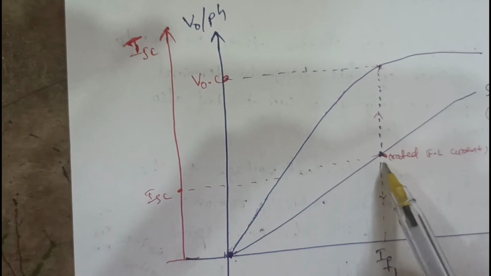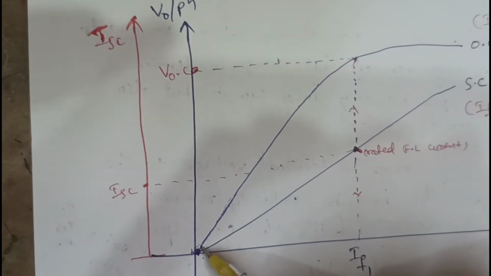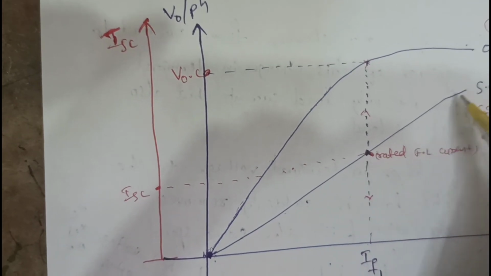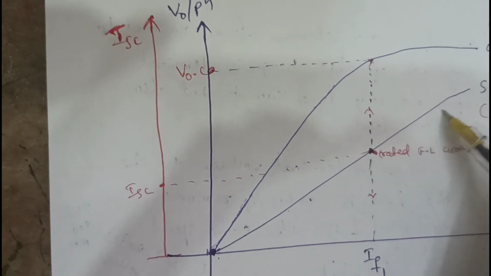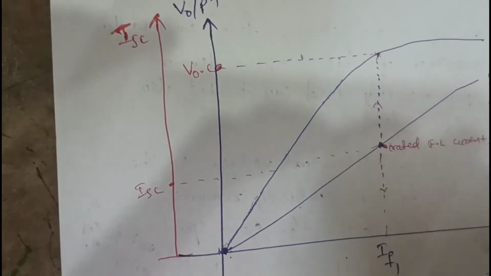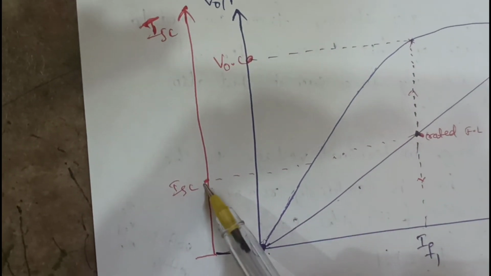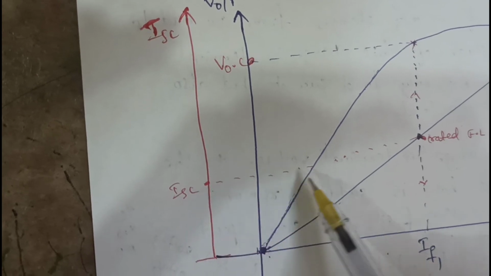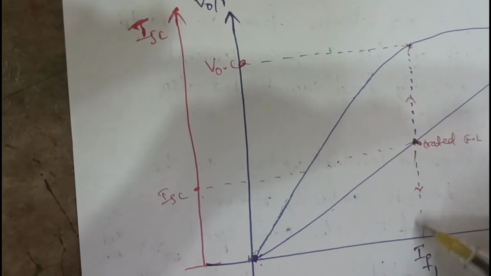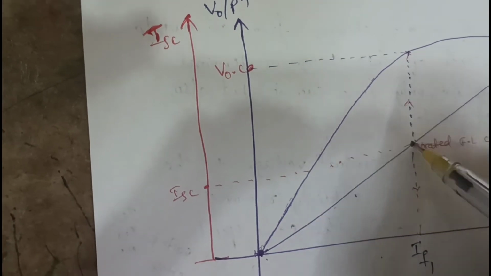Then you get some field current. So this is the short circuit test graph, a straight line. And this is the OC test graph. Finally, the short circuit current is applied and you get some field current, for example some 1.5 amps. At 1.5 amps you get some point.